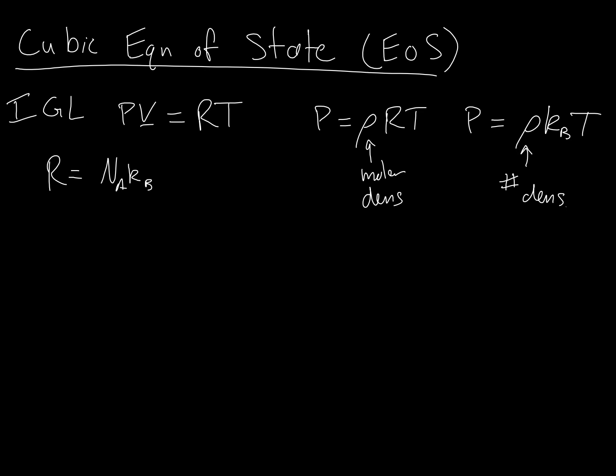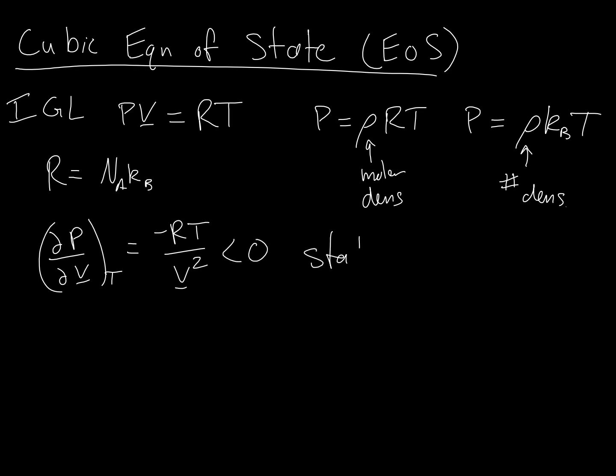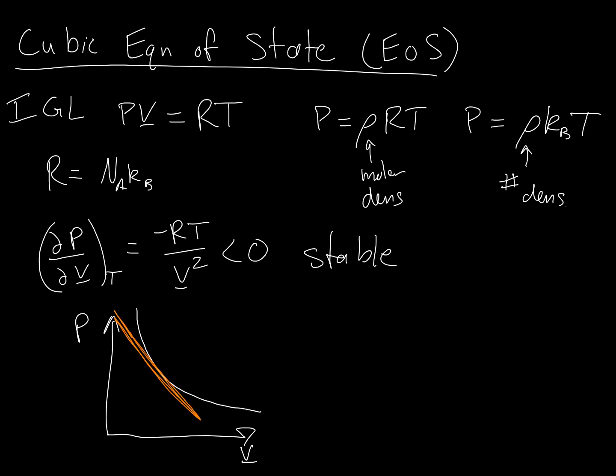So the ideal gas law is always stable. dP/dV at constant T, and we showed this in class, is minus RT over V squared. This is always less than 0. So the ideal gas is always stable. If we show a PV plot here, it looks like a radical curve, and no matter what, you have a negative slope, no matter what PV conditions you choose. Always stable.